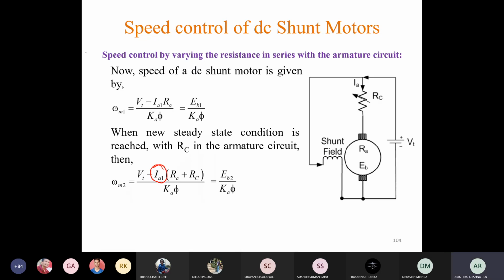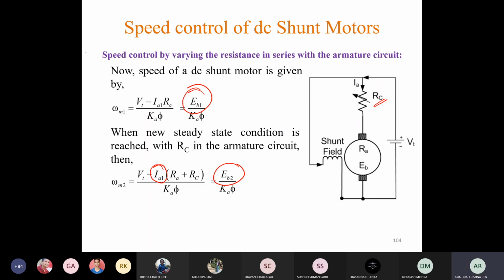Got my point? Yes, sir. So after the transient, that means after reaching the next stable operating speed, the armature current gets back to its previous value. So this was our back EMF when there was no RC, or RC was equal to 0. Now the back EMF is EB2. This is our current back EMF value when RC has some non-zero value, but the armature current is the same.